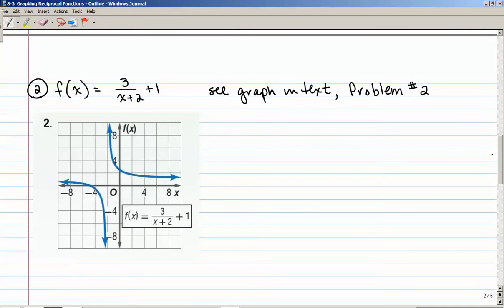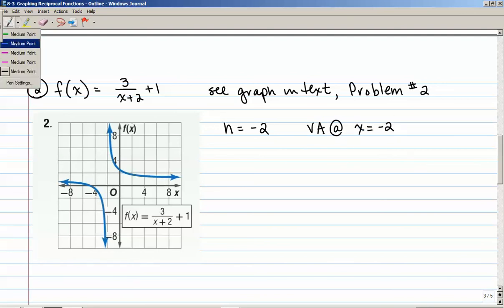Here's another example. Here's the function 3 over x plus 2 and then plus 1. So let's identify our h and k. So h is equal to negative 2, and I know it looks like it's positive 2, but it's actually x minus h, so that would be x minus a negative 2. So that means I have a vertical asymptote at the line x equals negative 2. And let's just go ahead and draw that. Here's the line x equals negative 2. That's my vertical asymptote.